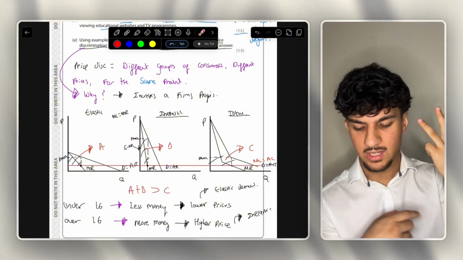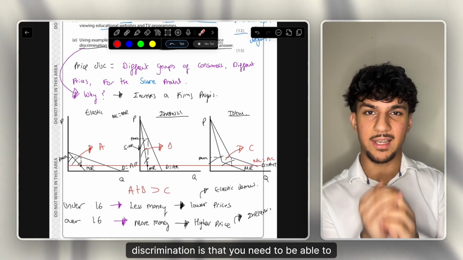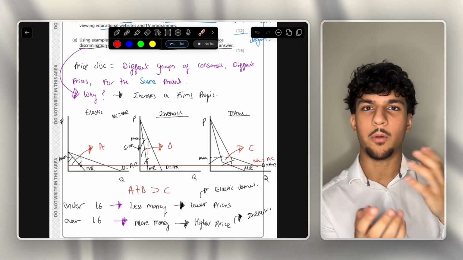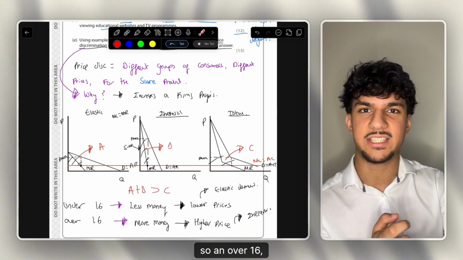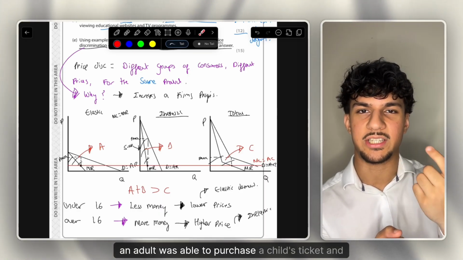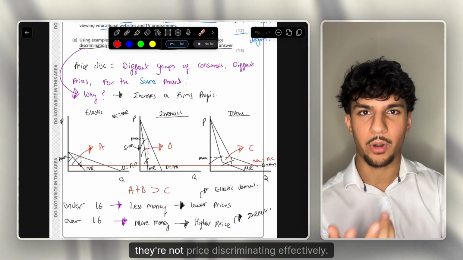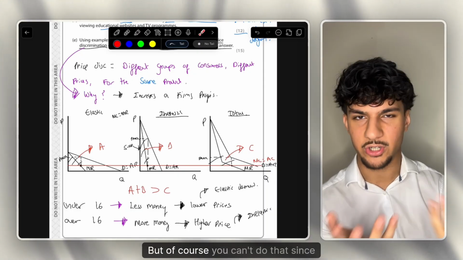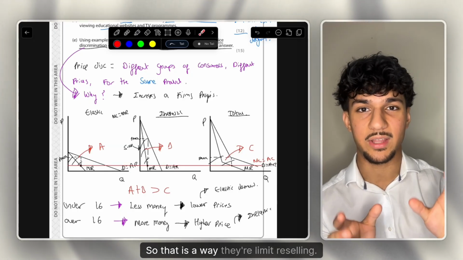But the third and final characteristic of price discrimination is that you need to be able to limit reselling. So for example, on trains, if an over 16, an adult, was able to purchase a child's ticket and get away with it, it would obviously mean that they're not price discriminating effectively. But of course you can't do that, since if you are found doing that, you do get fined. So that is a way they limit reselling.